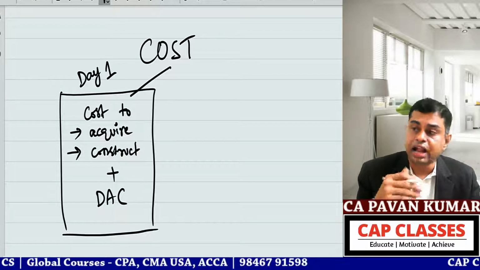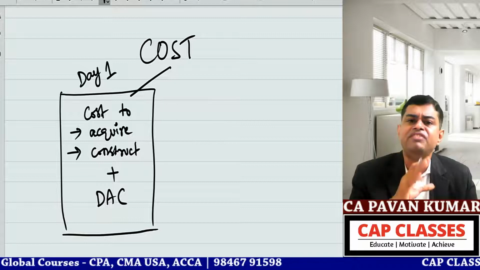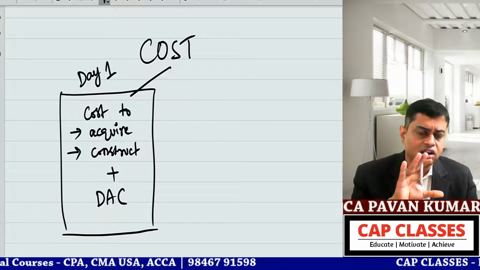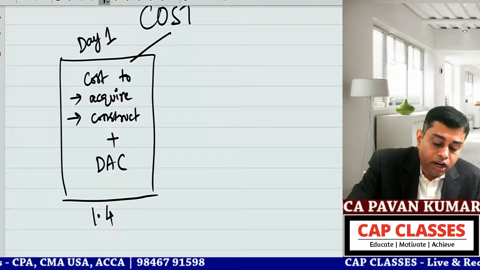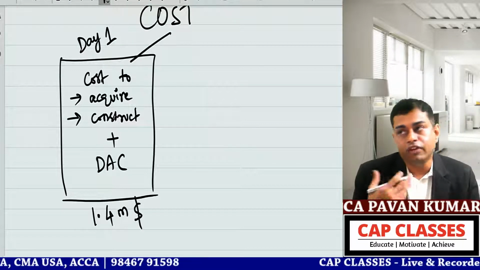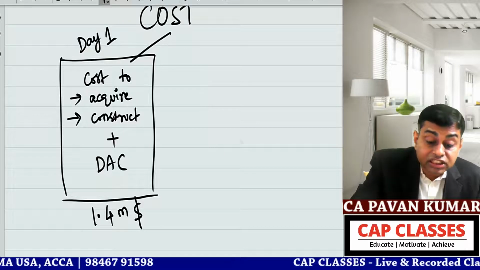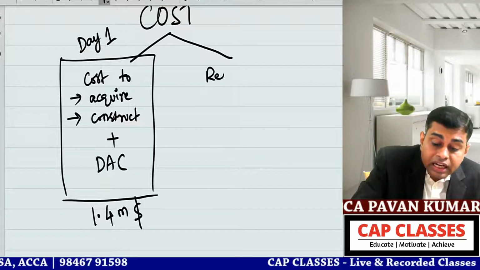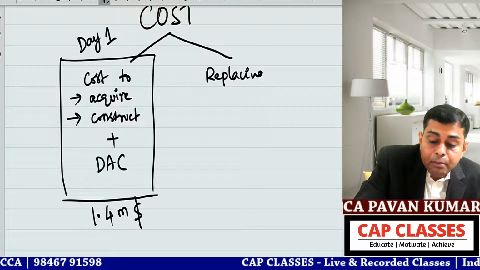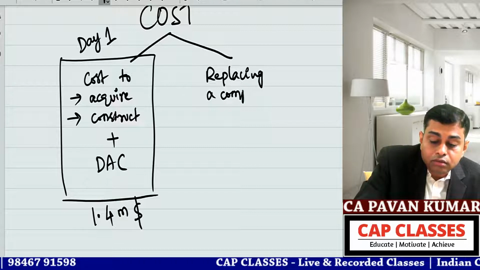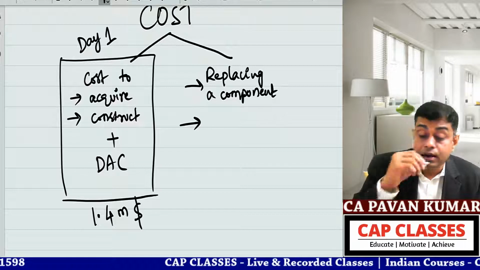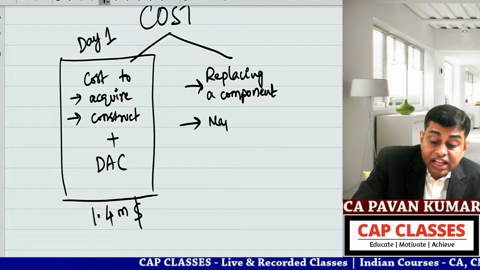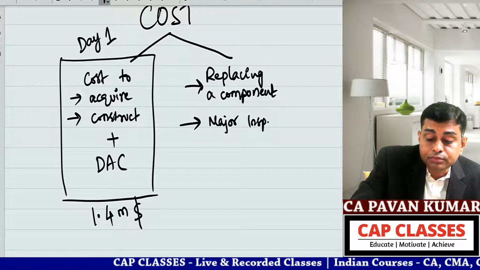Then, Pavan sir, I bought one machine 5 years back. I capitalized all the incidental expenses. It is shown in my books at $1.4 million. Very good. After 5 years, Pavan sir, I am replacing a major component, or I am doing a major inspection or overhaul.